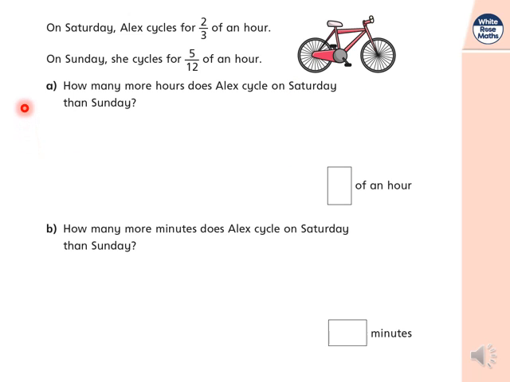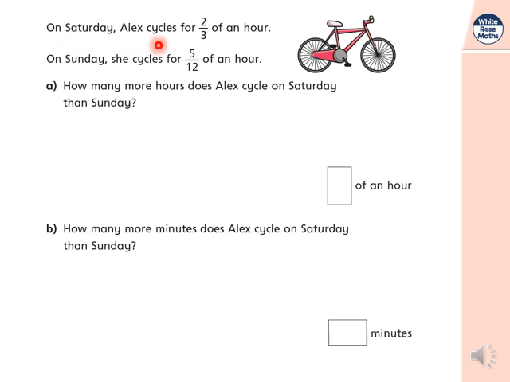Here we have another problem to try. It says, on Saturday, Alex cycles for 2/3 of an hour. On Sunday, she cycles for 5/12 of an hour. How many more hours does Alex cycle on Saturday than Sunday?